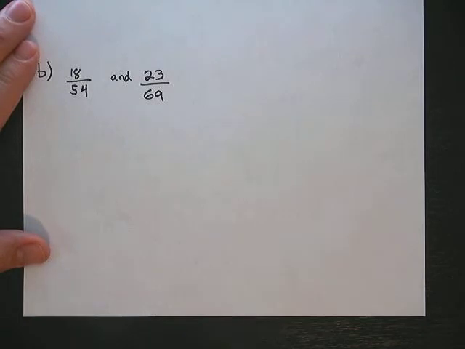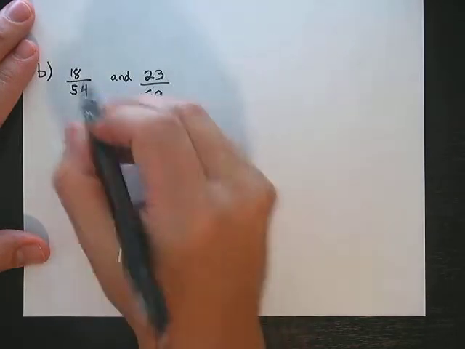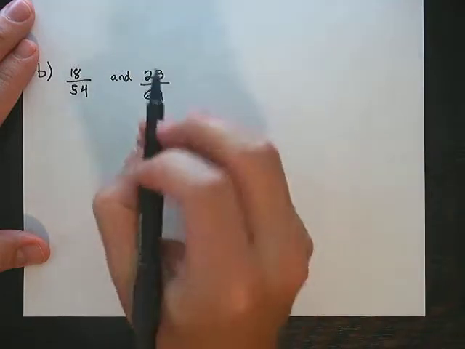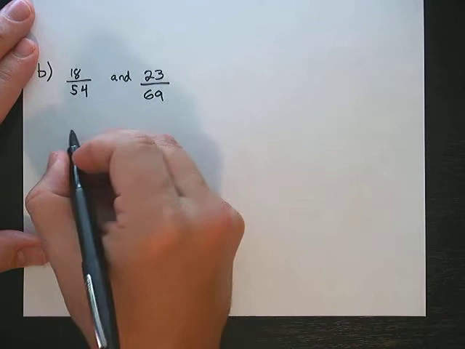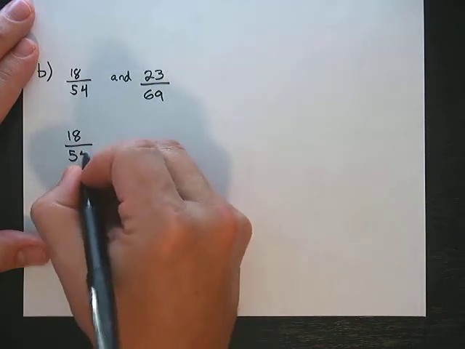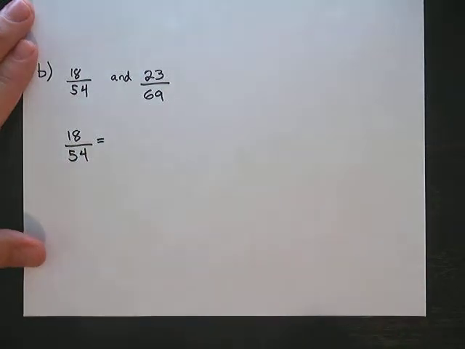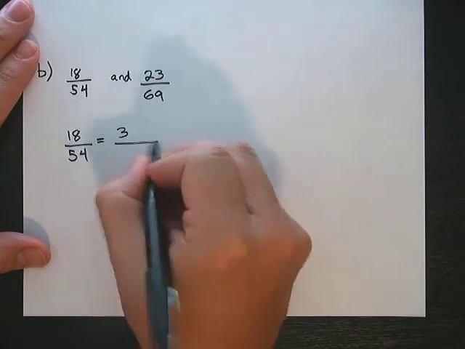Let's take a look at 18 over 54 and 23 over 69. We need to try to reduce both of these this time, because it looks like both of them can be reduced. So let's start with the 18 over 54, and let's reduce that as much as we possibly can. You may see that an 18 goes into the top and bottom, but let's start a little smaller. Let's say we divide it by 3.